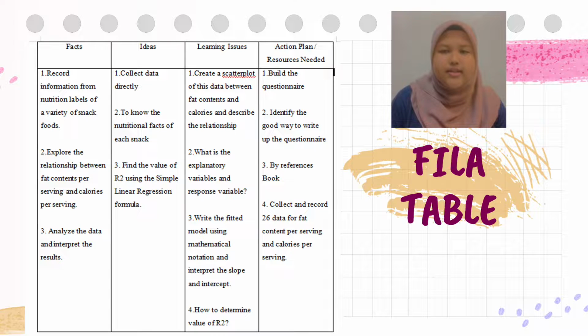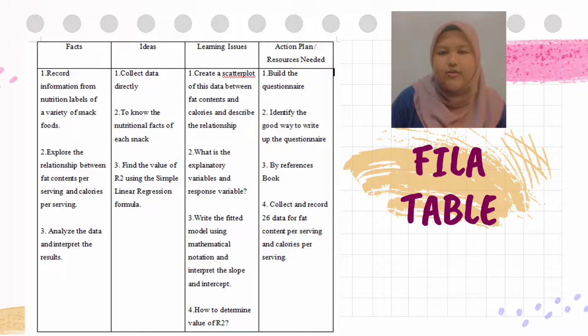We continue with the second and third columns in the filler table, namely ideas and learning issues. For ideas, the first one is to collect data directly. Second, to know the nutritional facts of each snack. Third, find the value of R2 using the simple linear regression formula.